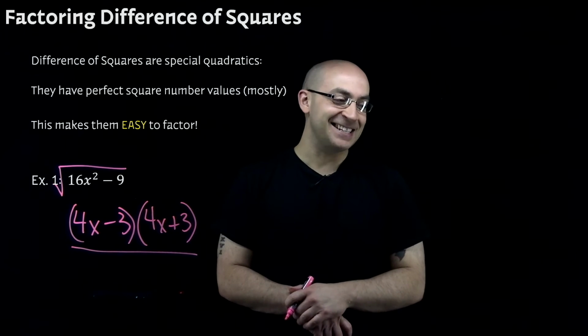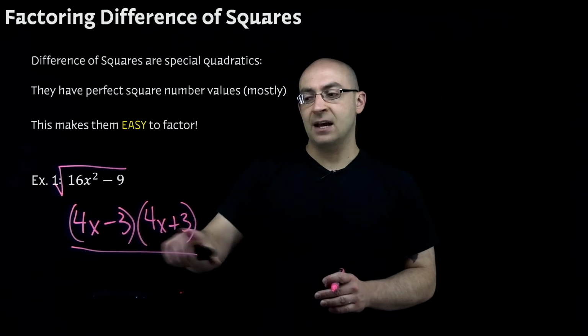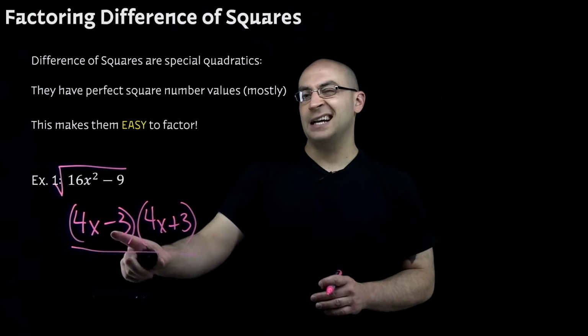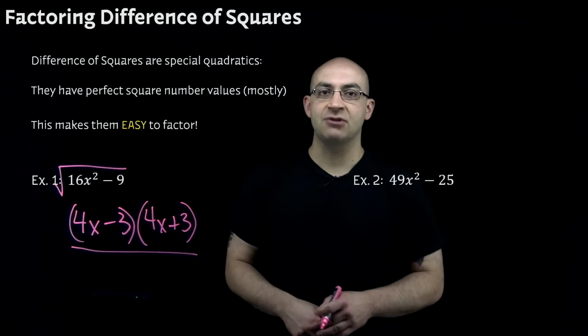I know, it's pretty easy, right? Again, take the square root of both numbers, write down both factor pairs, but switch the sign. I like to write the minus first because I don't want to duplicate it and make a silly mistake. Let's try number 2.